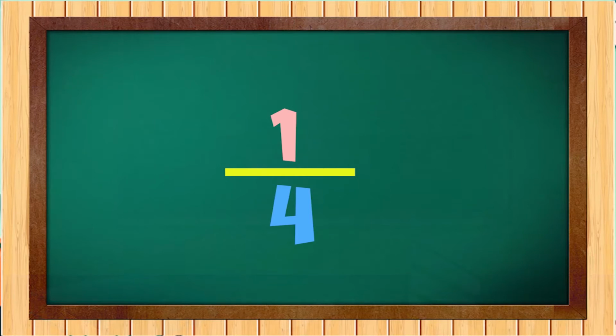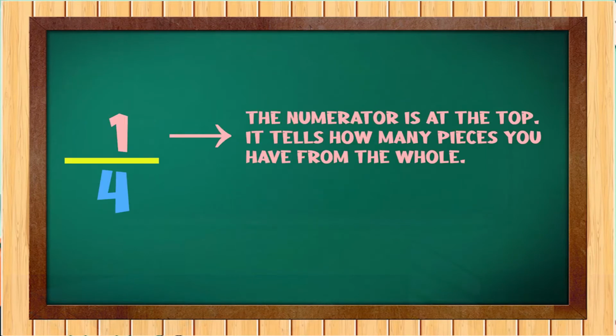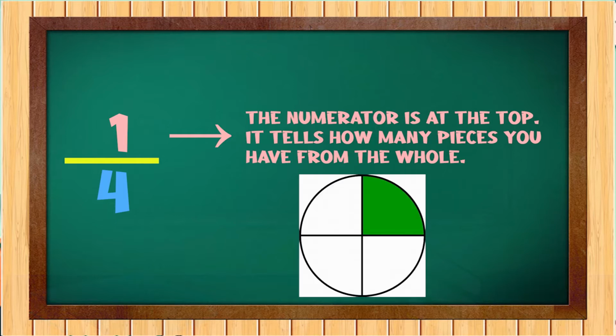Now let's move on to parts of a fraction. There are two main parts of a fraction, that is the numerator and the denominator. The numerator is the number at the top. It tells how many pieces you have from the whole. For example, if you look at the circle that's showing, the circle is divided into 4 pieces, but only one piece is shaded. The numerator tells us how many pieces are shaded or taken away.